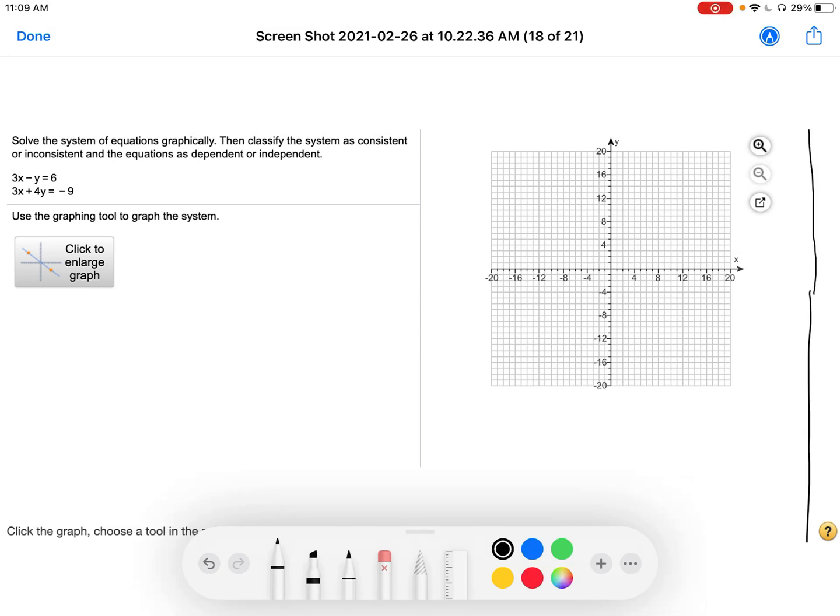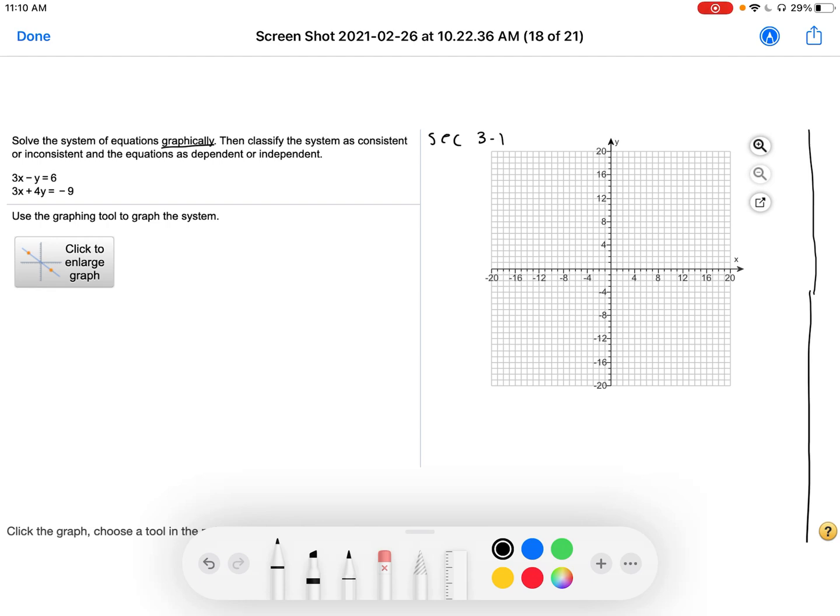Hello, this is a quick little video to help you on one of the homework questions that you have from section 3.1. So your instructions read, solve the system of equations graphically. Then classify the system as consistent or inconsistent and the equations as dependent or independent.